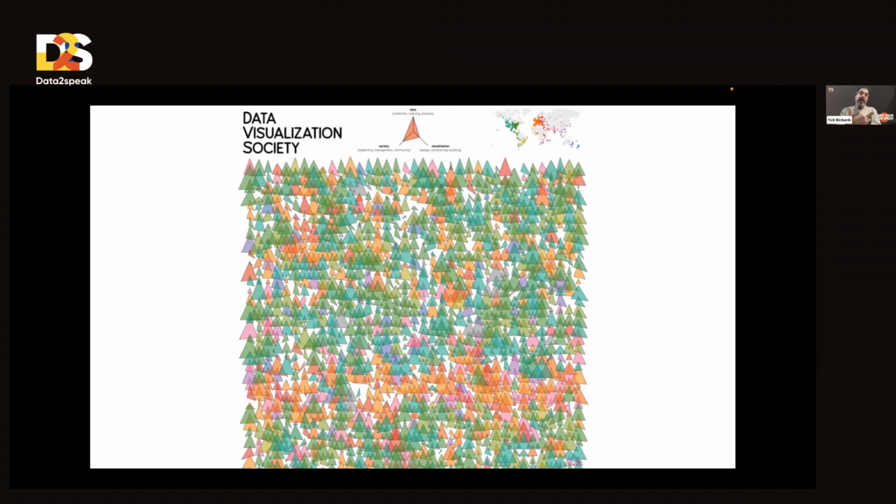So by using triangles, but also by overlapping them, so you could see all the differences but can't really analyze them, it had a really good look of a forest, a community, which is exactly what I was trying to show, how the Data Visualization Society was just in its infancy and building into a great community.